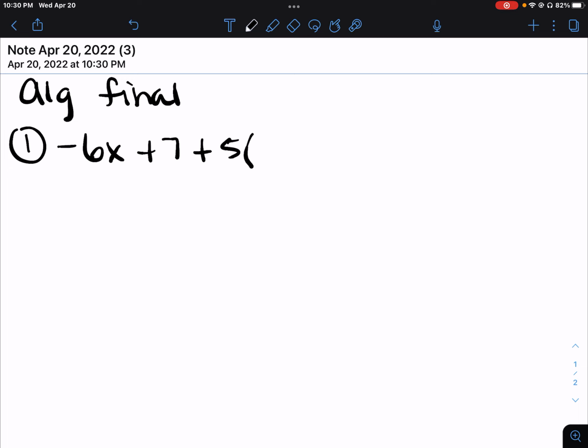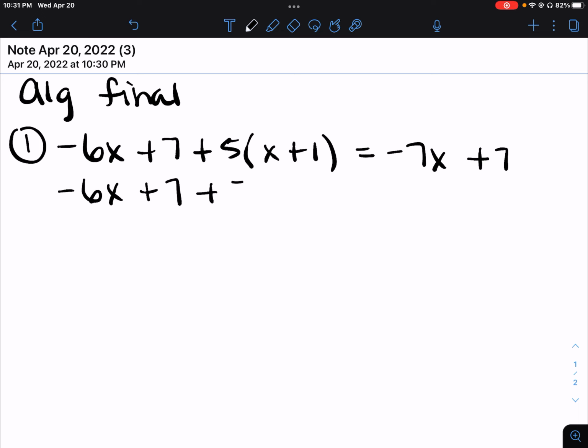Okay, algebra final review. Number 1, to solve just a basic equation. Okay, we need to distribute the 5. Combine like terms.